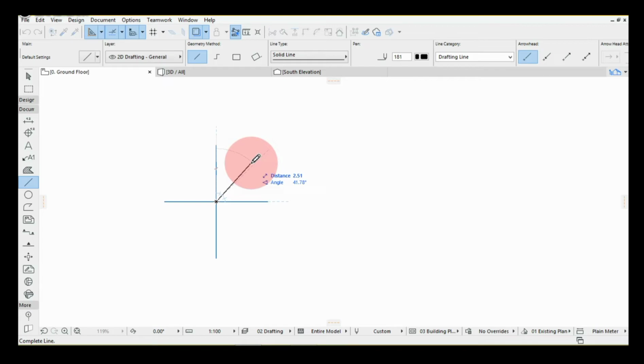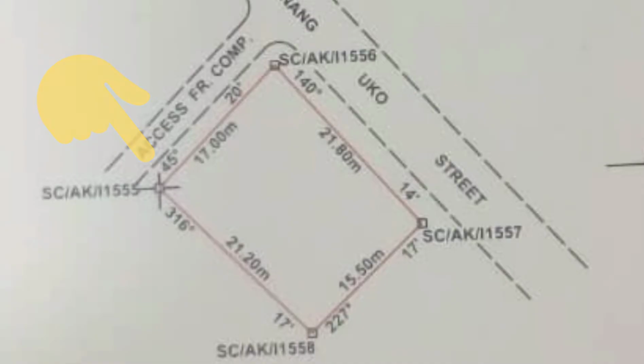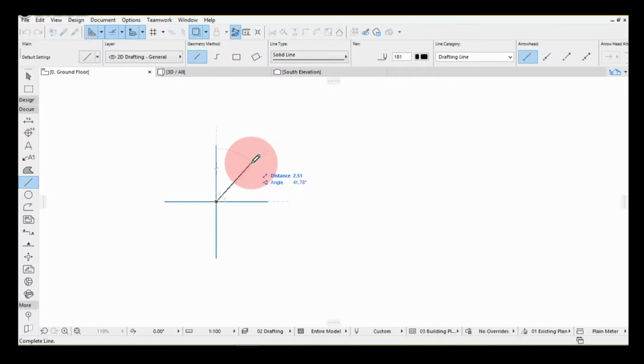Looking at our survey plan, the first angle we have there, what I do personally, I start from the smaller angle, the smallest angle there, as you can see on this survey plan. We have 45 degrees 20 minutes. First, I will need to convert the 20 minutes to degrees. How do I do that? I divide 20 by 60. So when I divide 20 by 60, I'll be getting 0.333.